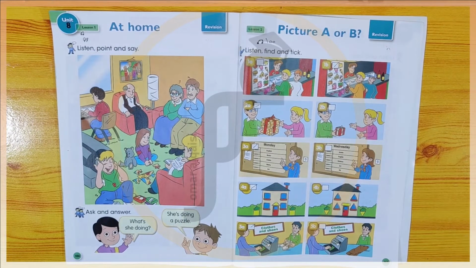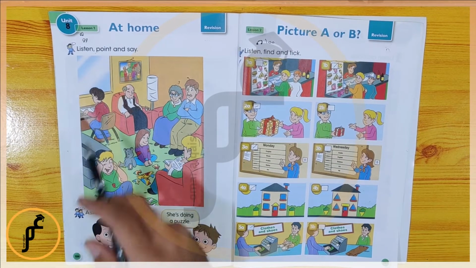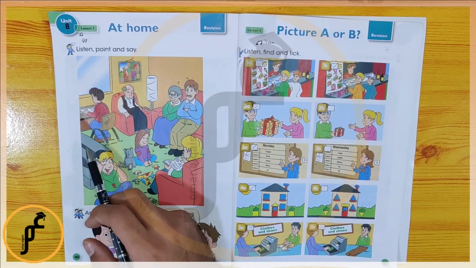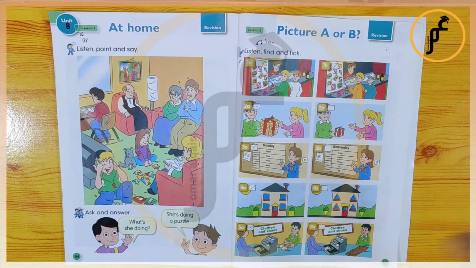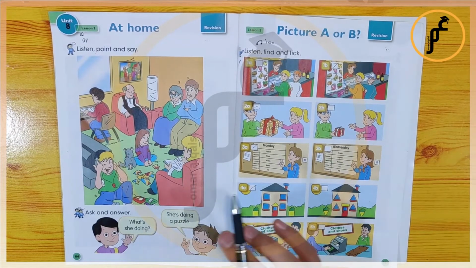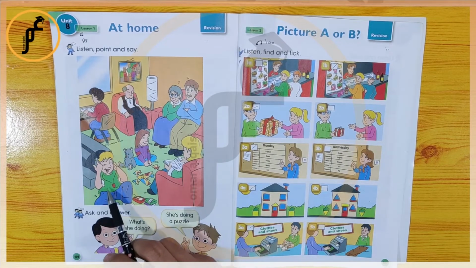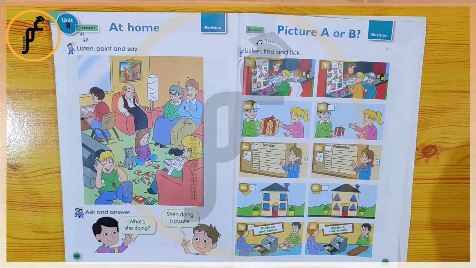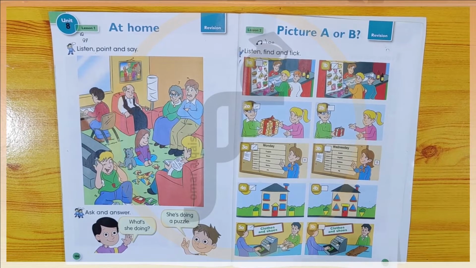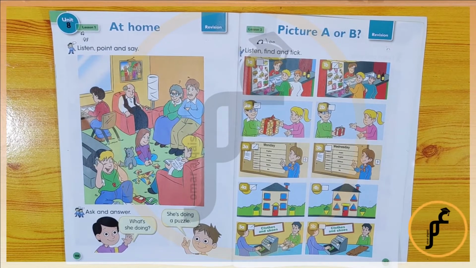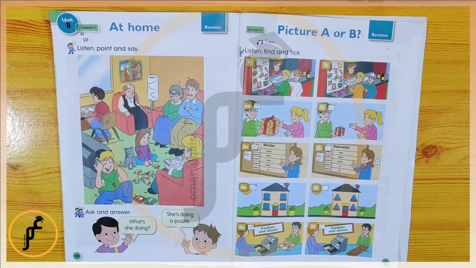Track 99. At home. This is my family. My name is Tommy. Today, I am at home with my family, and we are all in the living room.